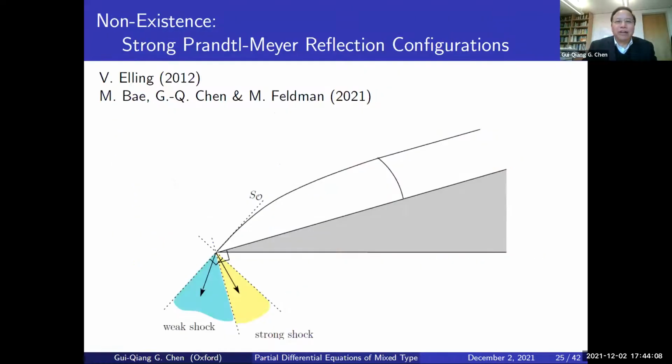Okay. Now, what about the strong case? This is a normal shock. Then I pick now a strong shock. Can we construct a supersonic solution inside? Okay. It turns out now we can be sure there is actually no existence.